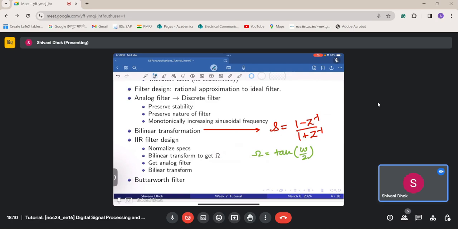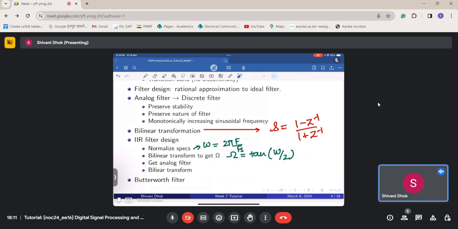That we'll try to see in some example, maybe in a coming week. So we need to get capital omega by doing the bilinear transform, by applying the formula I mentioned, omega equal to tan of omega by 2. Here we want to get omega, which is 2 pi f by fs, where fs is the sampling frequency. After that, we have this omega, and then we need to find the analog filter.